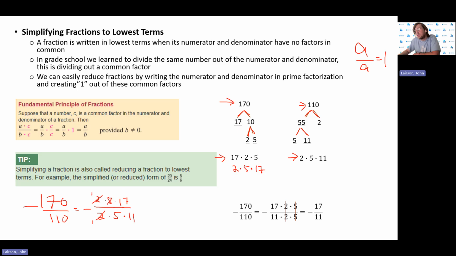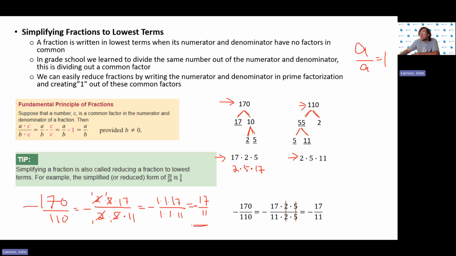I see a 5 on the top and bottom. I'm going to cross this out and put a little 1 there. They get canceled out. I can't do that with the 17 or 11, right? There's no 17 on the bottom to cancel out. There's no 11 on the top to cancel out. So this simplifies here. Let's do negative 1 times 1 times 17 over 1 times 1 times 11. And then we're just going to multiply this all out. 1 times 1 times 17 is 17. Oh, I forgot my negative sign at the beginning. Negative. 1 times 1 times 11 is 11.